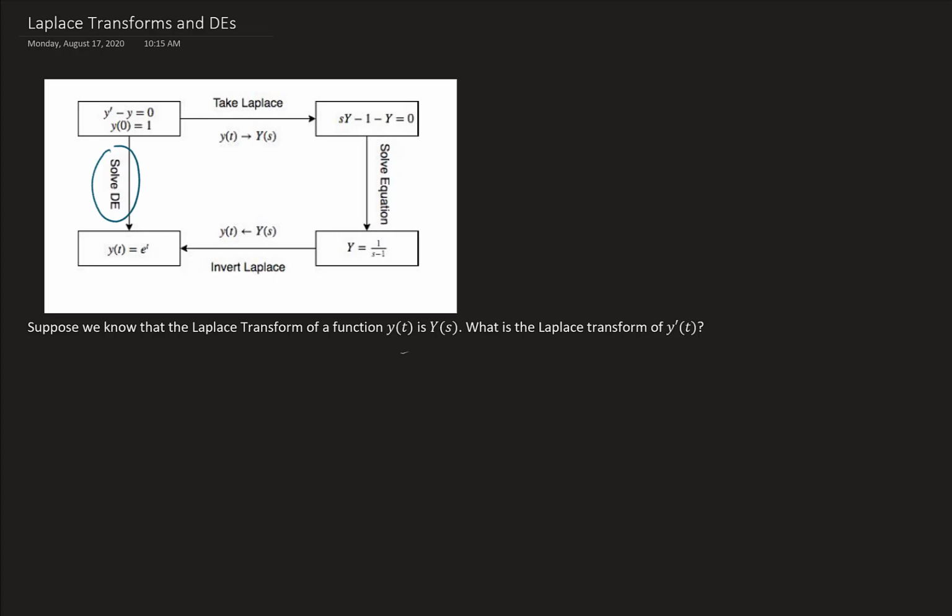However, there's a whole class of differential equations in which this direct method is either complicated or not possible. In such situations, the Laplace transform can provide an alternative method for finding a solution.